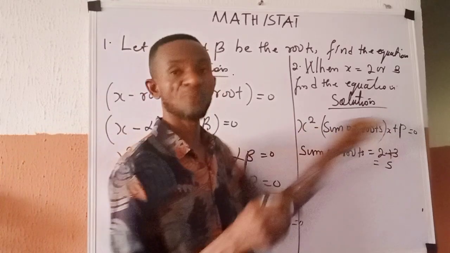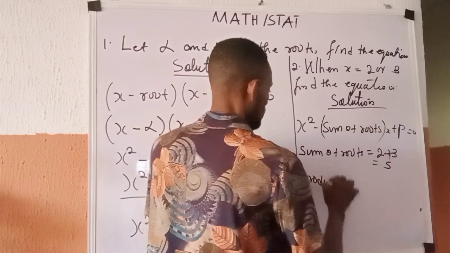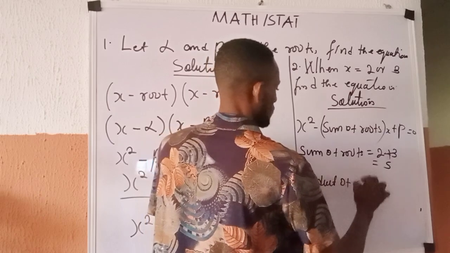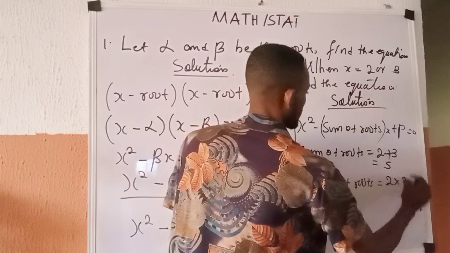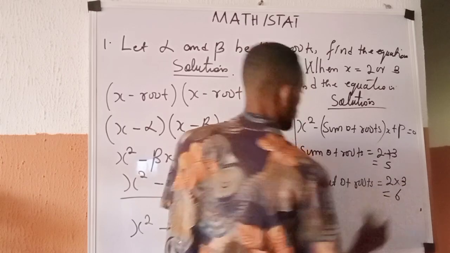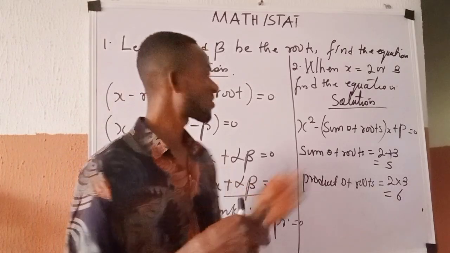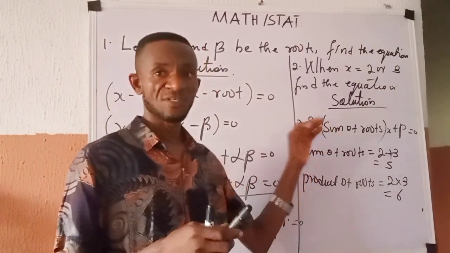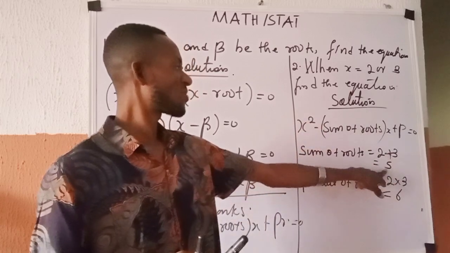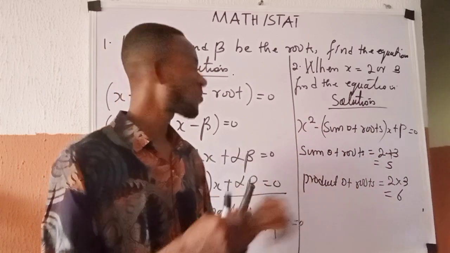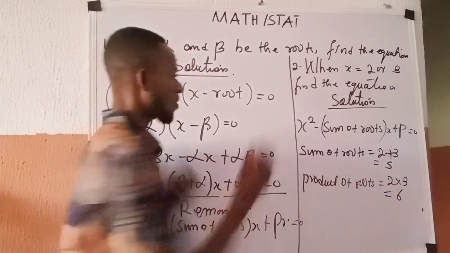The next thing we have is product of roots. Product of roots equals 2 times 3, which of course is equal to 6. So what you and I are going to do is return to this equation. Anywhere we see sum of roots, we put in 5. And anywhere we see product of roots, we put in 6.